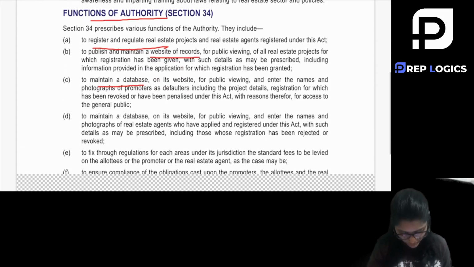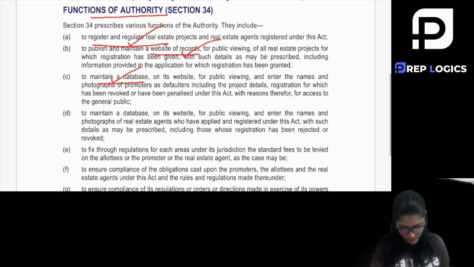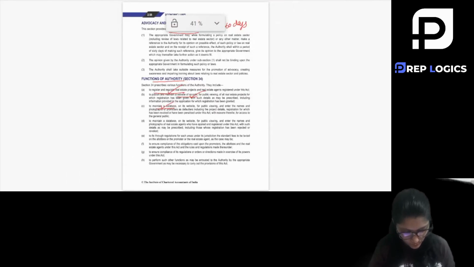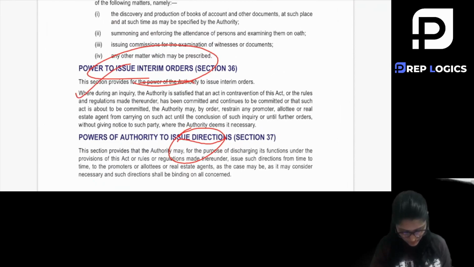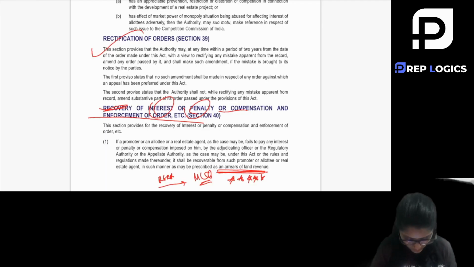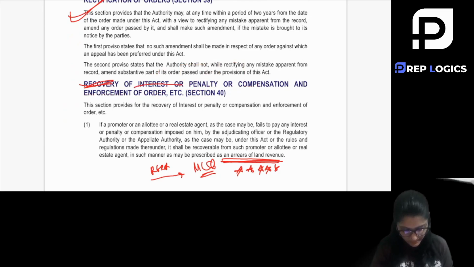What are the functions of the authority? To maintain the database, maintain the website record, to regulate and register the real estate projects. Just read it, not very important. It can also issue interim orders. It can issue directions. It can also rectify its own orders. How the interest, penalties and compensation will be recovered.